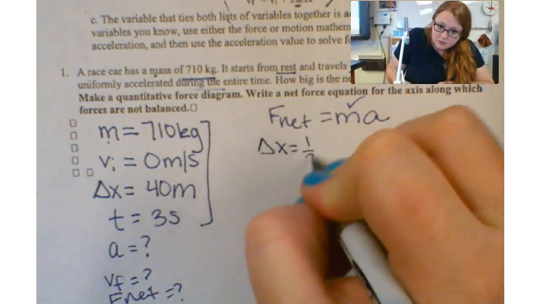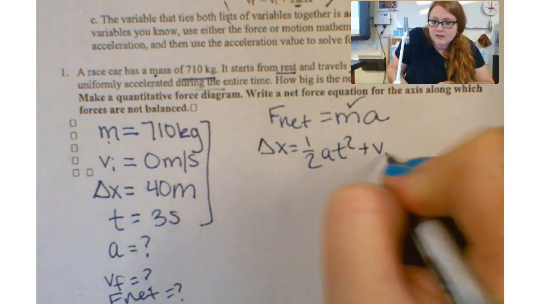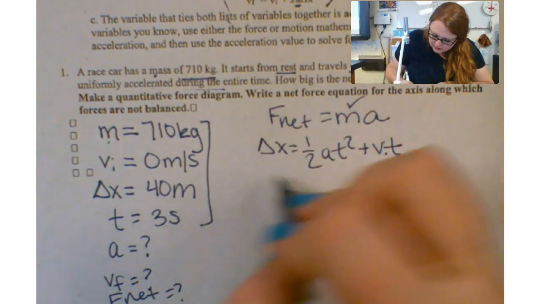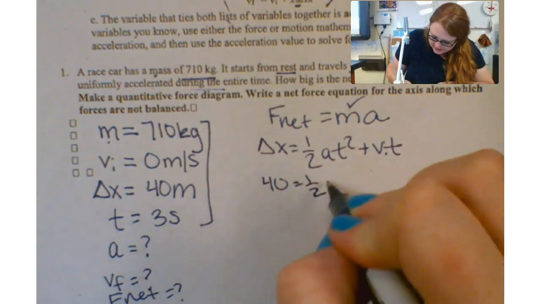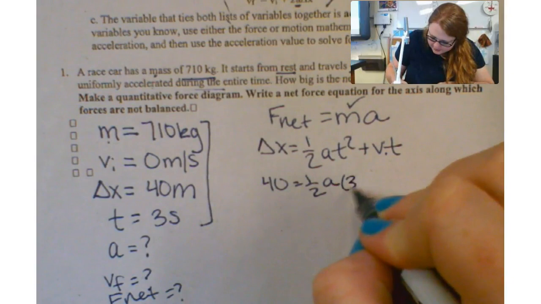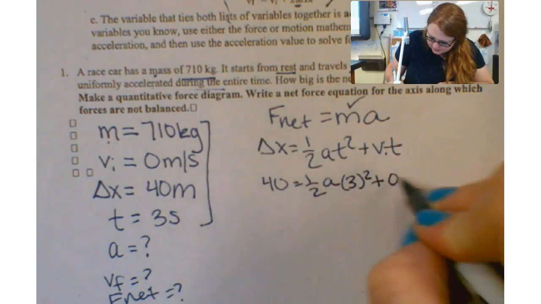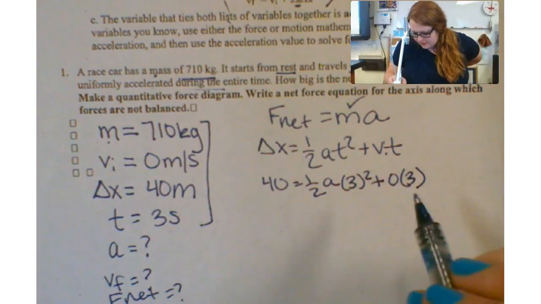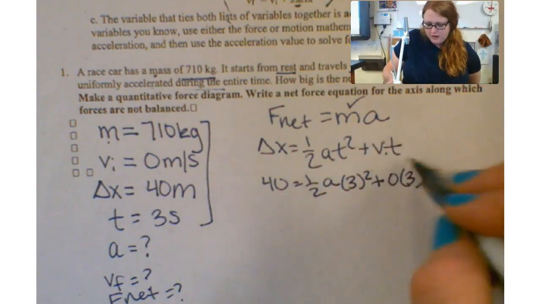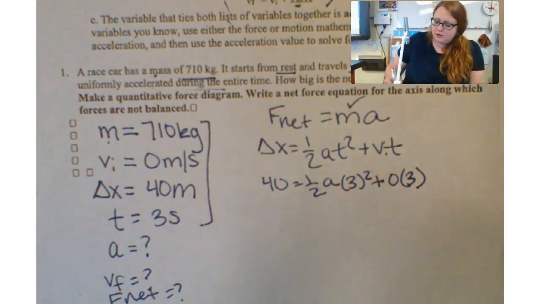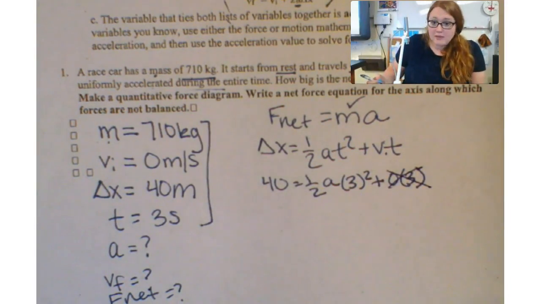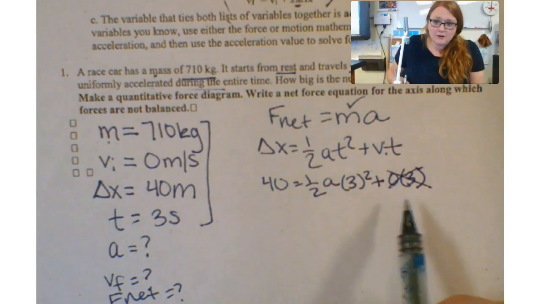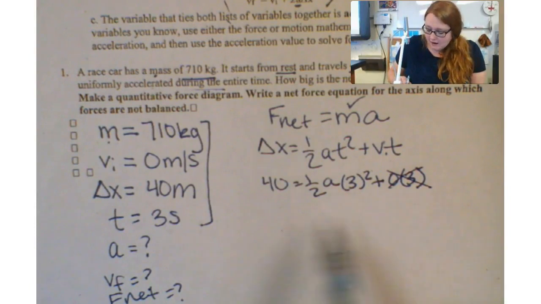Delta x equals 1/2 at squared plus vit. vi is your initial speed, so delta x, 40 equals 1/2 a times 3 squared plus 0 times 3. Now, generally, if you start from rest, we know that's going to go away. And the reason we know that is 0 times anything is 0. Don't make the algebra mistake of doing all of this and then adding 3, because 0 times 3 is not 3, but that's a mistake that I see often.